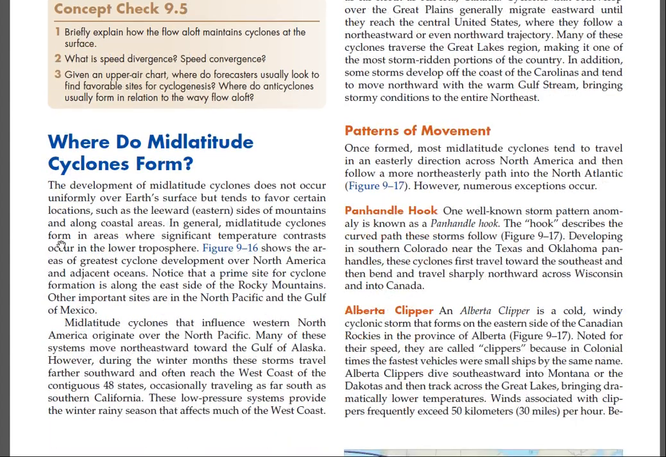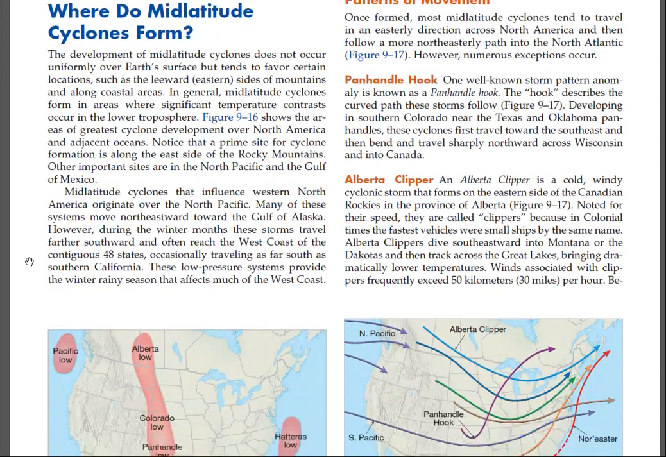Where do mid-latitude cyclones form? The development of mid-latitude cyclones does not occur uniformly over Earth's surface but tends to favor certain locations, such as the leeward, eastern, sides of mountains and along coastal areas. In general, mid-latitude cyclones form in areas where significant temperature contrasts occur in the lower troposphere. Figure 9.16 shows the areas of greatest cyclone development over North America and adjacent oceans.